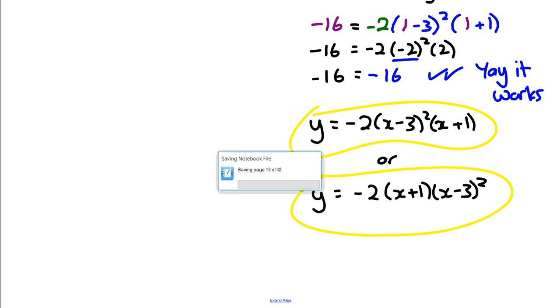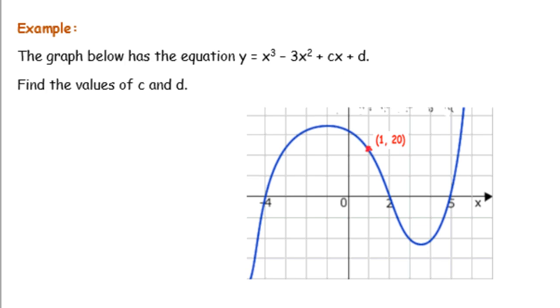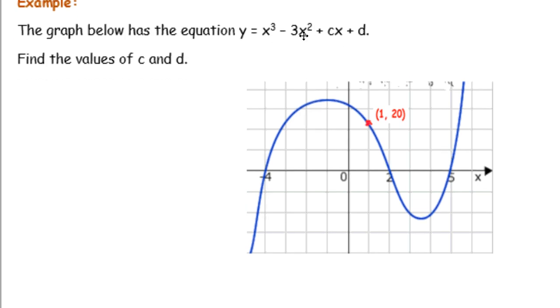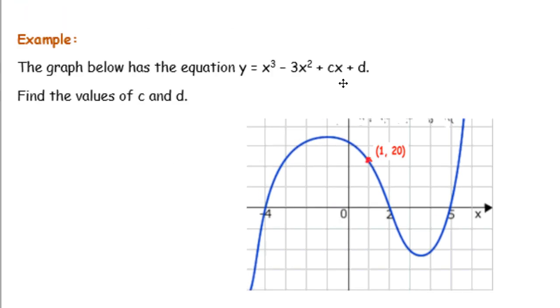One more page. So the graph below has the equation y equals x cubed minus 3x squared plus cx plus d. Find the values of c and d. So if they just showed us the y-intercept on here, we could just plug that in for d, but they don't. So I would suggest find the y-intercept first by using the x-intercepts. Because don't forget, d is the y-intercept. So let's find d first.